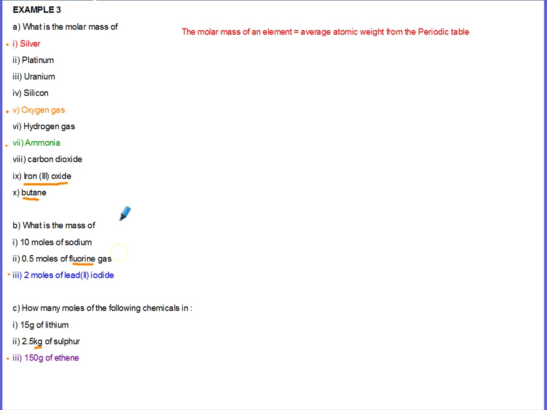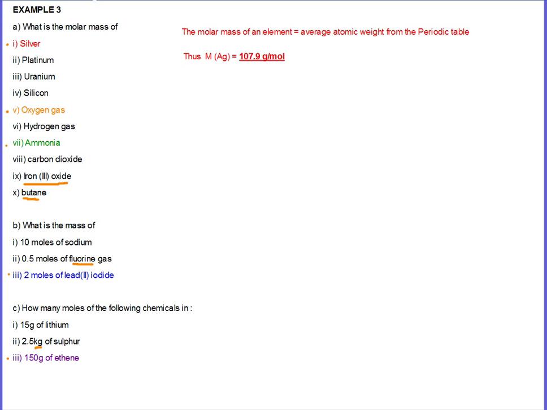So how do we do these questions? Let's look at this first one, in red, number 1. We've been asked, what's the molar mass of silver? And we're told on the previous slide, the molar mass of an element is just the average atomic weight from the periodic table. So all you've got to do is say, well, the molar mass of silver, which is that capital M there, straight from the periodic table, have a look. You should find it is 107.9 grams per mole.